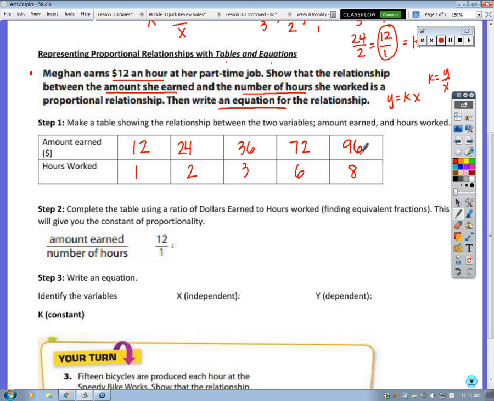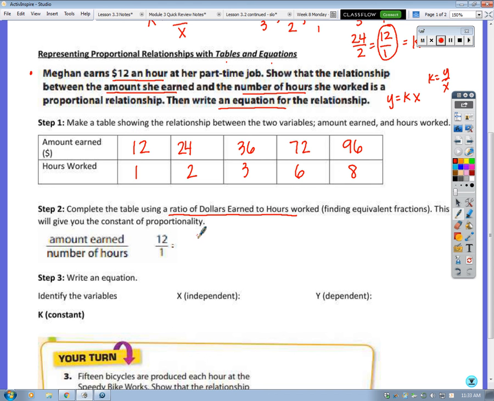So I've completed this table based on the information that she earns $12 per hour, and then just filled in a couple of variables from there. So complete the table using a ratio of dollars earned to hours worked. Again, we're going to be essentially finding the equivalent fractions here. This will give you the constant of proportionality. So this is my base value here, right? She earns $12 in 1 hour. So if this is a constant ratio, all of these values should simplify down to the same ratio. They should all simplify down to $12 an hour.